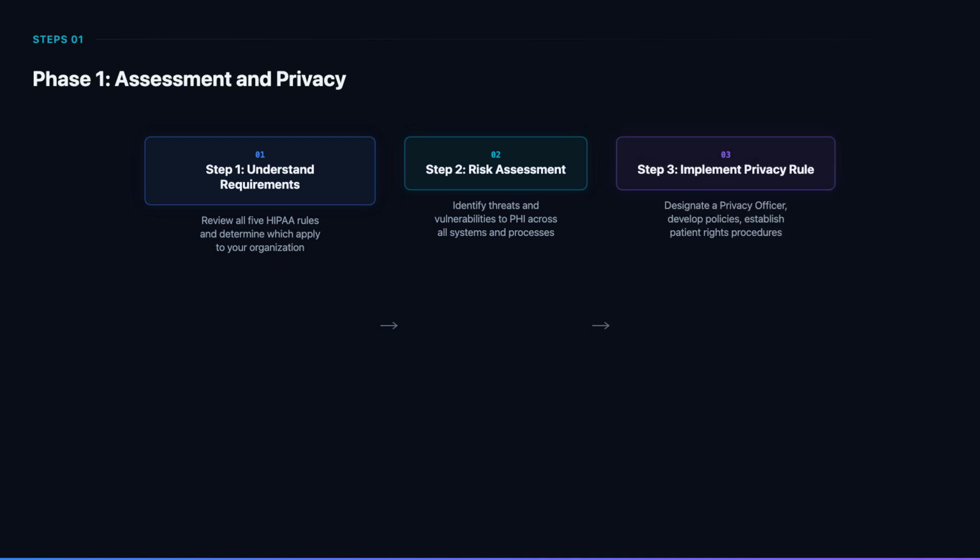Implement the privacy rule by designating a privacy officer, developing privacy policies and procedures, establishing consent and authorization processes, implementing the minimum necessary standard, and creating procedures for patient access requests.